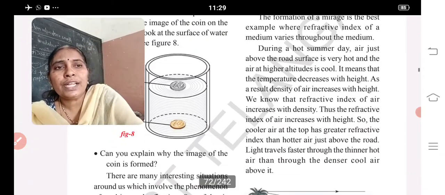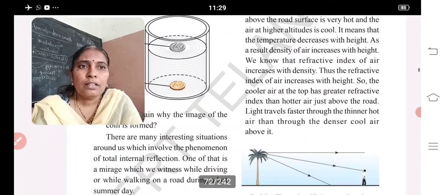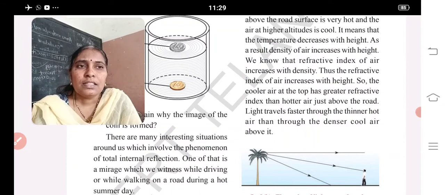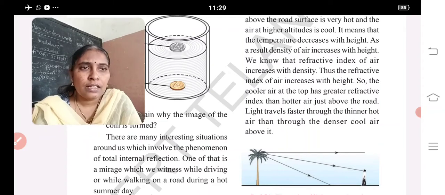We know that the refractive index of air increases with density. Thus the refractive index of air increases with height. So cooler air at the top has a greater refractive index than the hotter air just above the road.